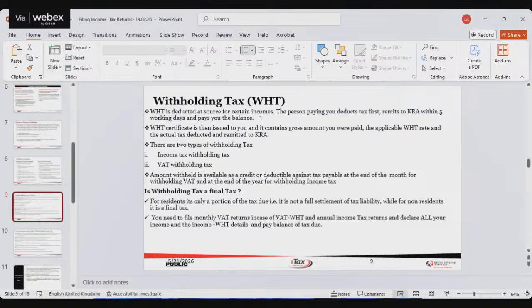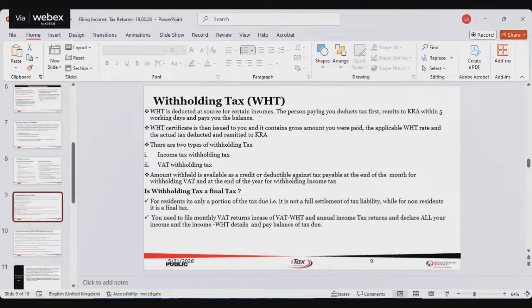Then the other one will be VAT withholding tax. You'll find your organization or yourself, whenever you are supplying certain services or certain goods to an entity or to a taxpayer who has been appointed by the commissioner to be a VAT withholding agent, then they will withhold 2% of the amount that they're supposed to pay you and pay directly to the commissioner.